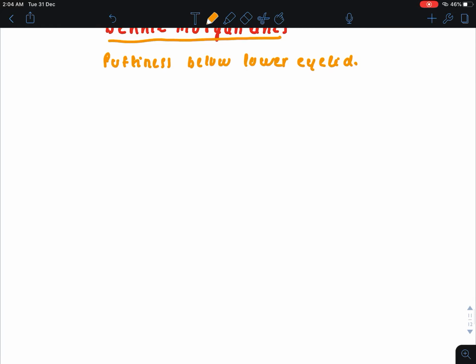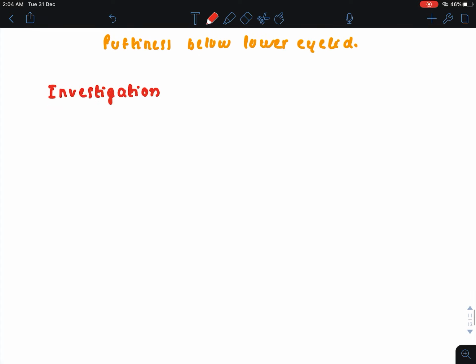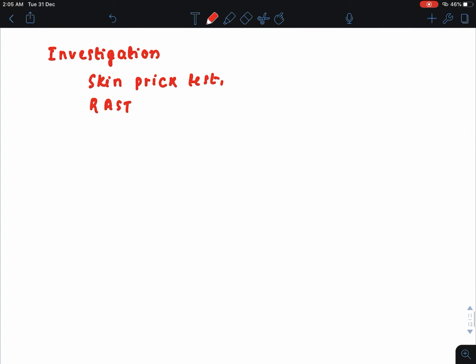So investigation, how are we going to investigate the patient? We have to investigate whether the patient is suffering from any type of allergy. So we do skin prick test, or we do RAST. RAST is the radioallergosorbent test.